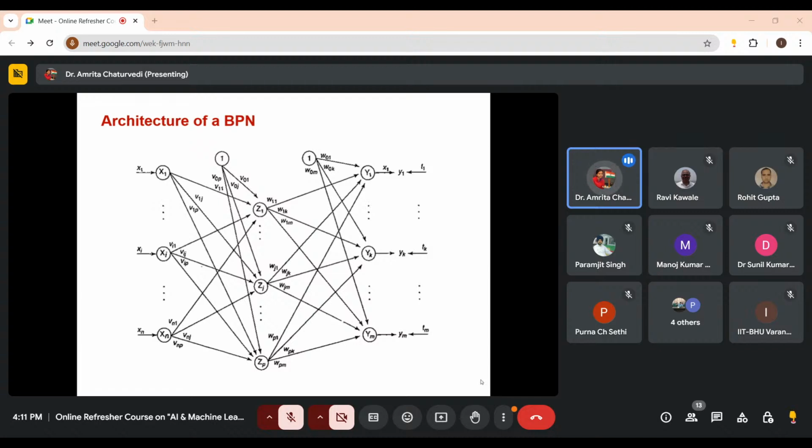You see that here we have two sets of weights, right? V11, V12, V13, and so on. These are the weights for your hidden layer units. Similarly, W11, W12, W13, and so on. These are the weights for your output layer units. In this case, both these weights, the V's as well as the W's, will be adjusted and updated in each iteration.